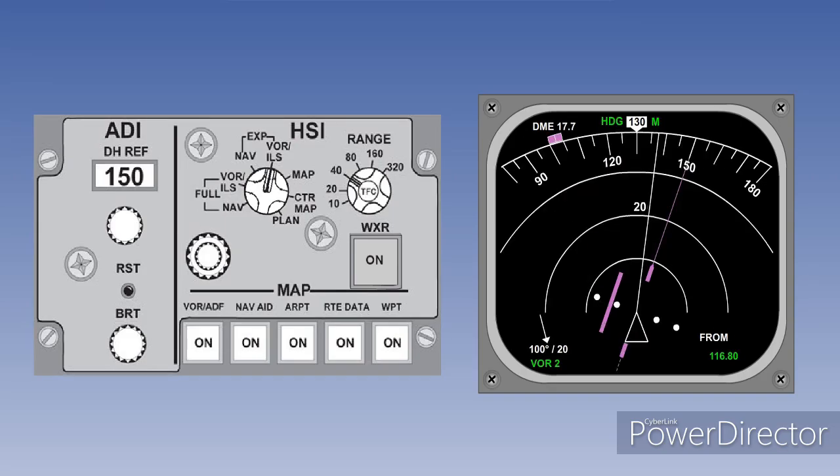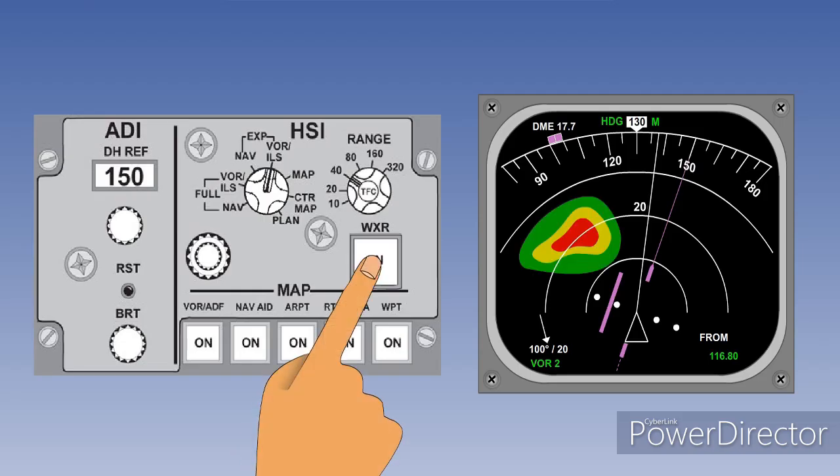In VOR mode, we have the choice to select either the full compass rose display, as we have seen in full VOR mode, or we can select an expanded VOR display. In expanded VOR mode, we are also able to have a weather radar facility. So let's select Weather Radar On as well.